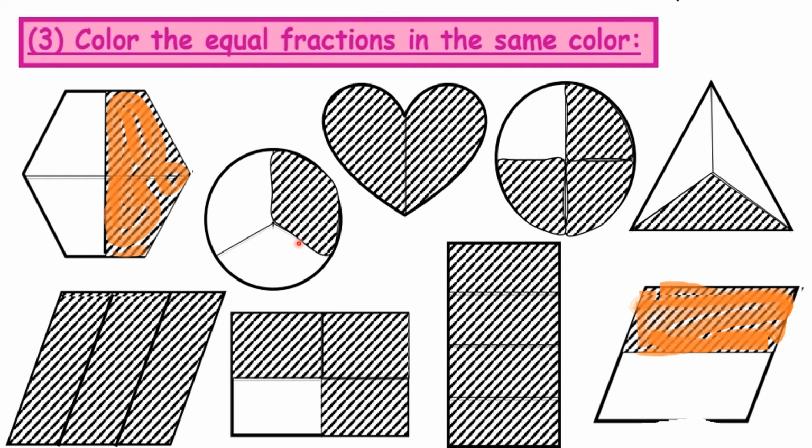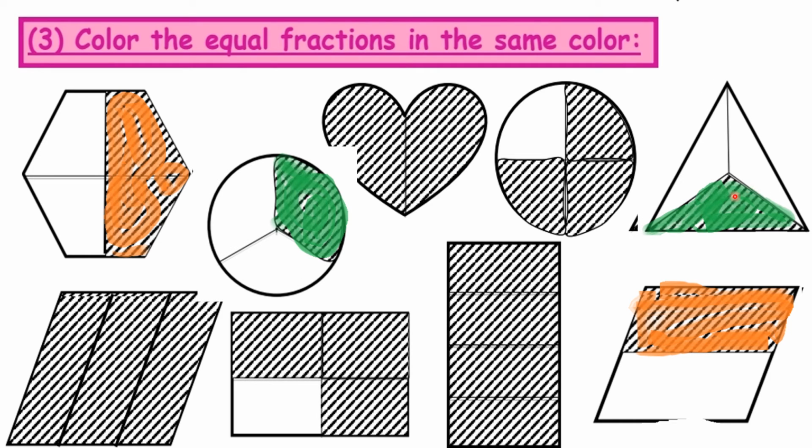Look here, this is a circle. It is divided into 3 equal parts, and 1 out of 3 is colored. So I will look for the shape that is 1 out of 3 colored. I have this one here too, 1 out of 3 is colored. So I will color them with the same color.